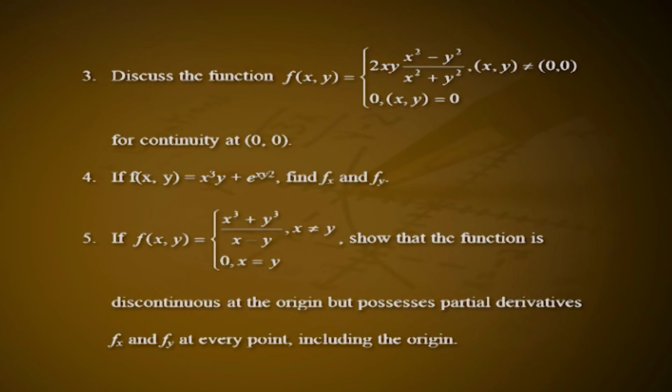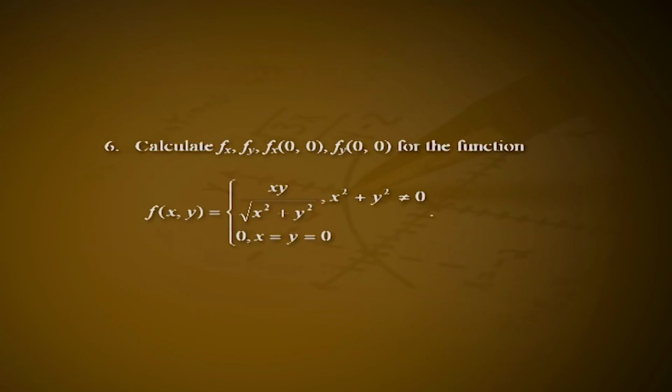Fifth one, if f(x, y) = (x³ + y³)/(x − y) for x not equal to y and 0 for x equal to y, show that the function is discontinuous at the origin but possesses partial derivatives fx and fy at every point including the origin. Sixth one, calculate fx, fy, fx at (0, 0) and fy at (0, 0) for the function f(x, y) = xy/√(x² + y²) for x² + y² not equal to 0 and 0 for x = y = 0.